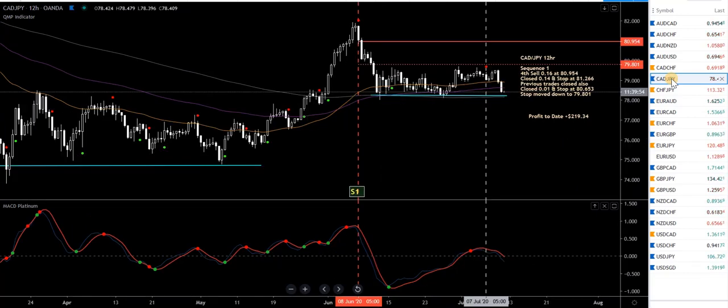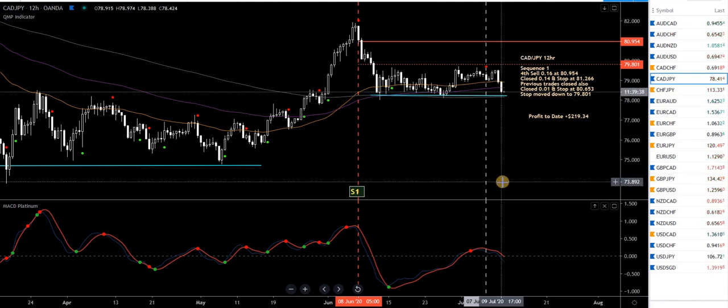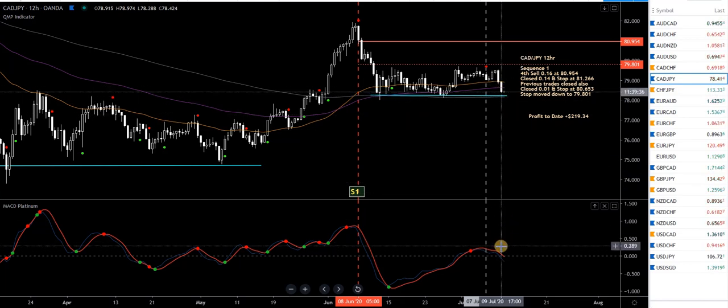CAD Yen is in a sell up here. Got a stop in place. There's another sell signal here. Didn't take it. In hindsight, I probably wish I had. And the yen pairs are on the move today. There's a bit of a support level here, see if it breaks through that. The MACD Platinum's just about through the zero level, close to it.